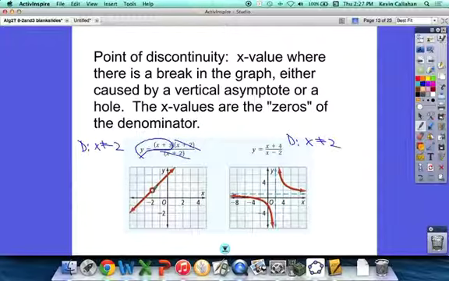A factor that is the source of the point of discontinuity, if it is also a factor in the numerator, it's a hole. If it doesn't, it's a vertical asymptote, but in the end, they come from the zeros of the denominator. We've seen on the SOLs that they talk about holes and vertical asymptotes, and even in the pre-cal book, they talk about holes. It's always just about vertical asymptotes.